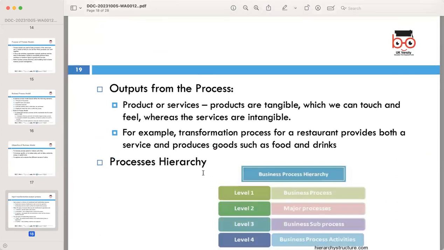Output from the process. Can you see my screen, Khurram? Can you hear me? Yes, I can hear you.